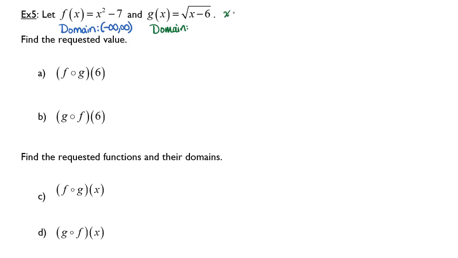So x minus 6 has to be greater than or equal to 0. That means that x must be greater than or equal to 6. So our domain for g of x has to be on the interval from 6 to infinity, including 6, and we don't include infinity, at least not in this class. So find the requested value.